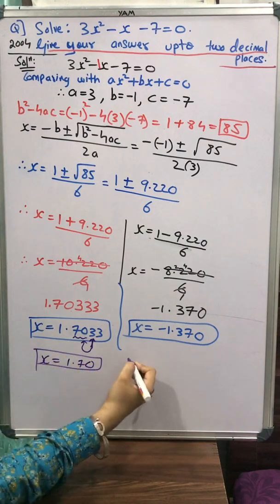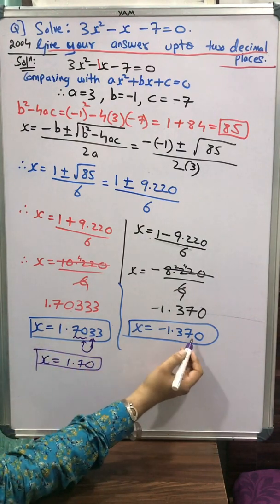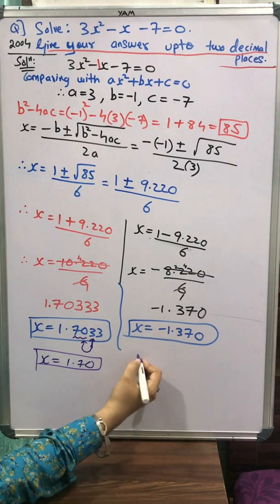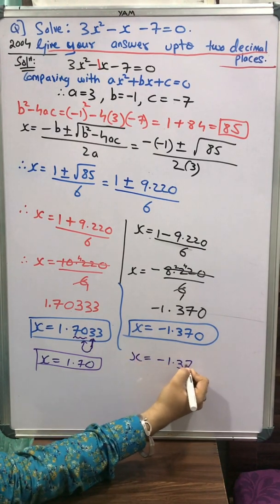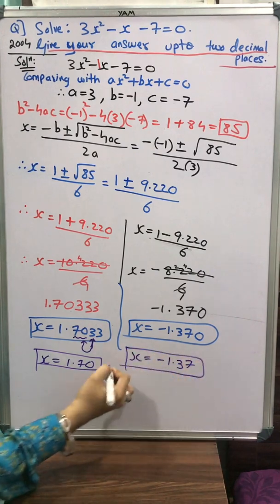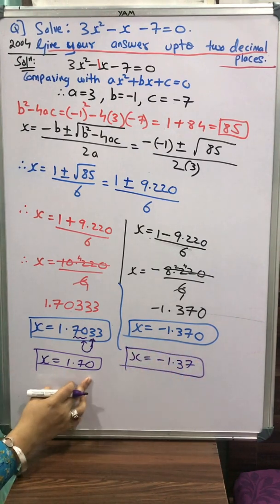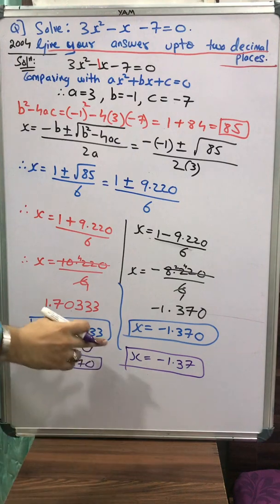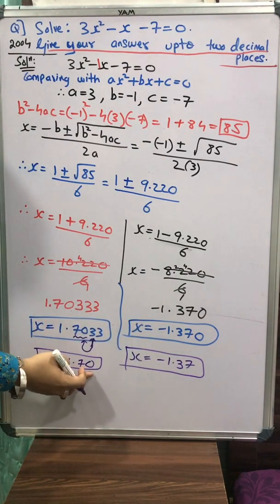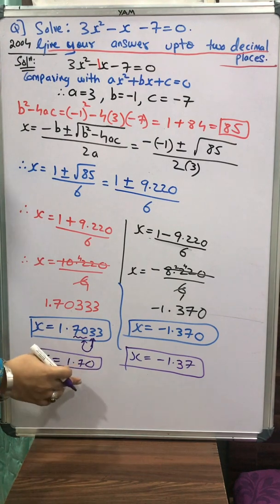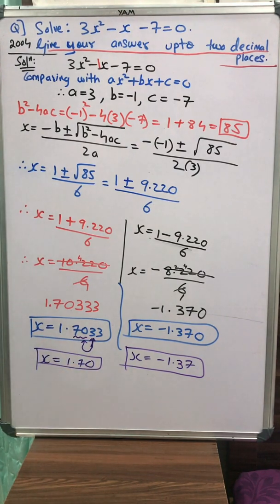This is our first value, and here also the third digit is 0, so I can just write value of x over here is minus 1.37. So I got these two values. One is 1.70 and other is minus 1.37. Don't say like this, students, that there is no use of 0. Here 0 matters a lot. Okay, pause the video and please do it.